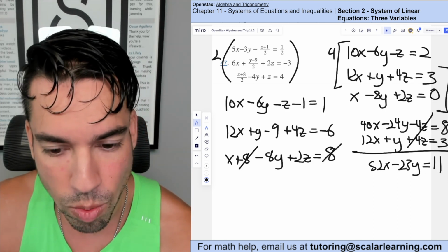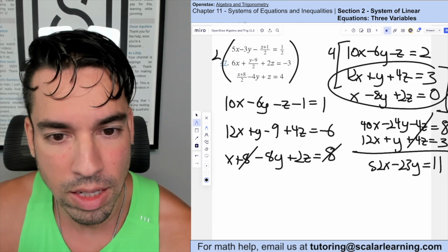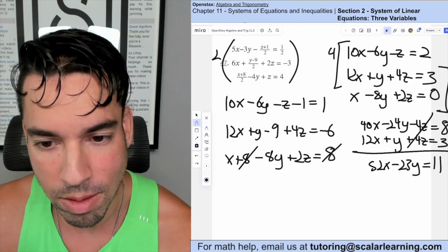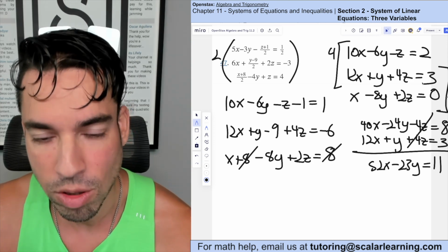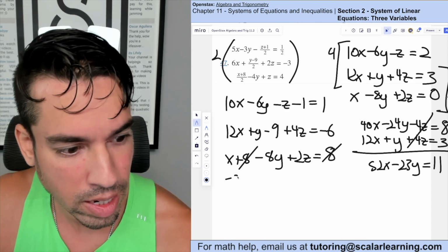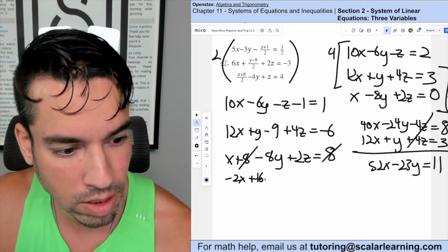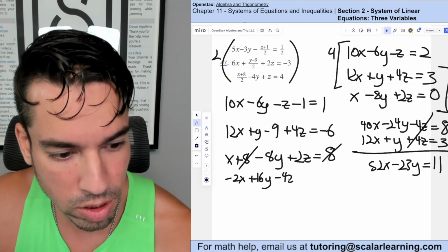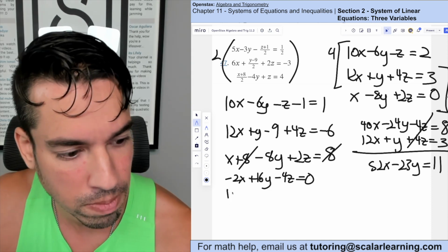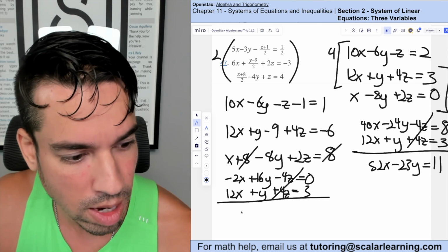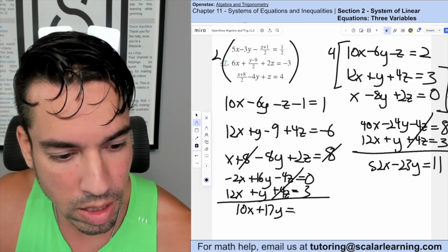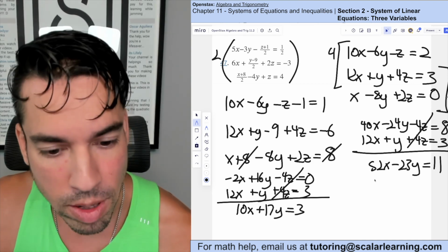And now we got an xy equation. Now let's take these two and we're going to match them up. And to match up the z's, I'm going to multiply the bottom by negative 2 again. So then when we add them together, they're going to cancel out. So I'll write them down here. We got negative 2x plus 16y minus 4z equals 0, right? Multiplied everything by negative 2. That one I'm going to keep the same. Now we add these together. Those will cancel out, and we get 10x plus 17y equal 3. Great. So now we have our two equations.